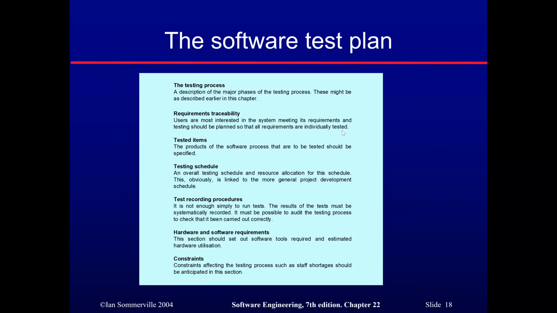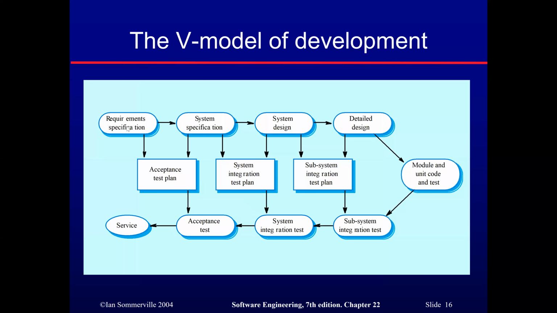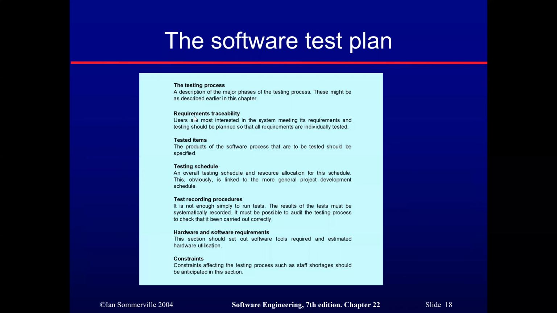requirements are individually tested. So one thing I want to show you again is this one here, requirement specification, and system specification. You prepare the acceptance test plan and system integration test plan. In both, the users are most interested in the system meeting its requirements. So this is a functionality testing and a validation testing.